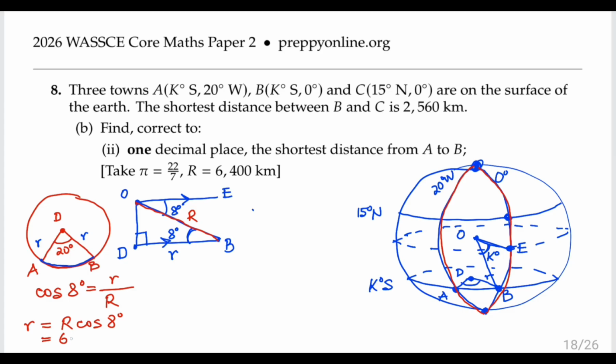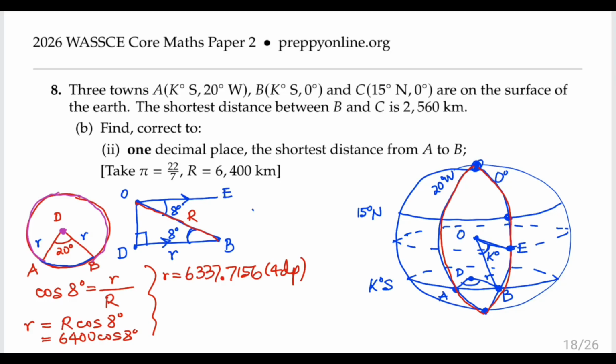Because we know big R is 6,400, we have 6,400 cosine of 8 degrees. So little r, if we punch into our calculator this 6,400 times cos 8 degrees, what are we going to get? We are going to get this number, 6,337.7156. This is to 4 dp. All right, so now we found the radius of this circle, which we're trying to use.